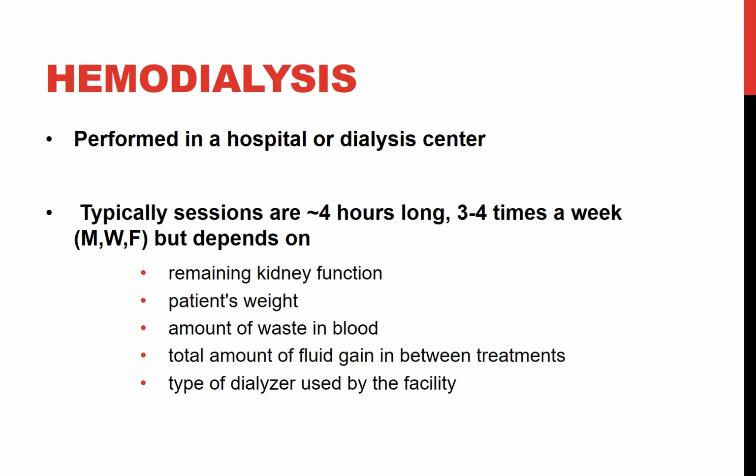Hemodialysis is typically performed in a hospital or an outpatient dialysis center, and typical sessions are usually 4 hours long and done 3 to 4 times a week. A typical schedule is Monday, Wednesday, and Friday, but it is all patient specific and depends on their remaining kidney function, their current weight, amount of waste in the blood, total amount of weight gain in between treatments, and the type of dialyzer used by the facility.